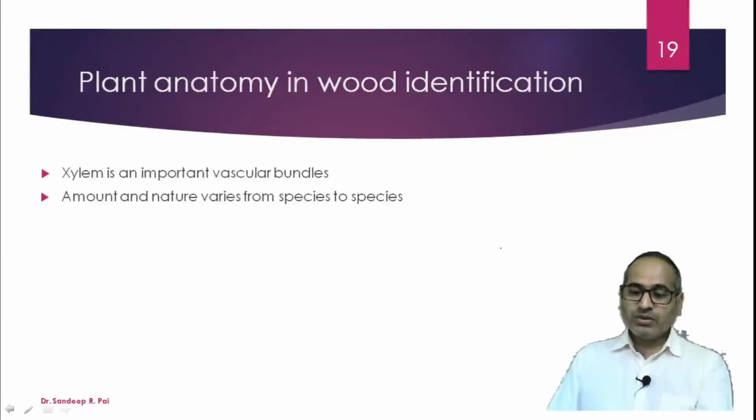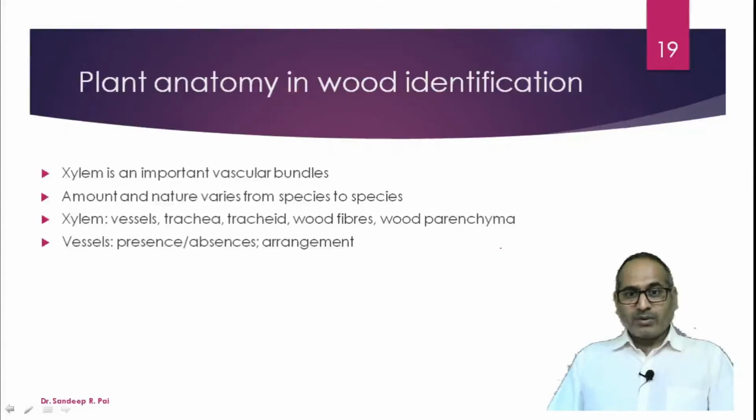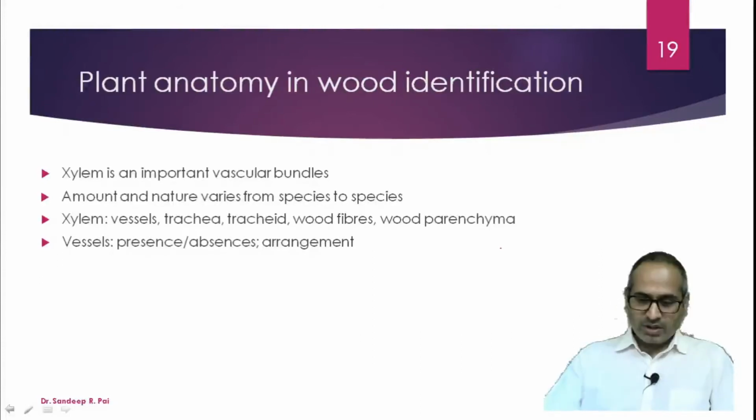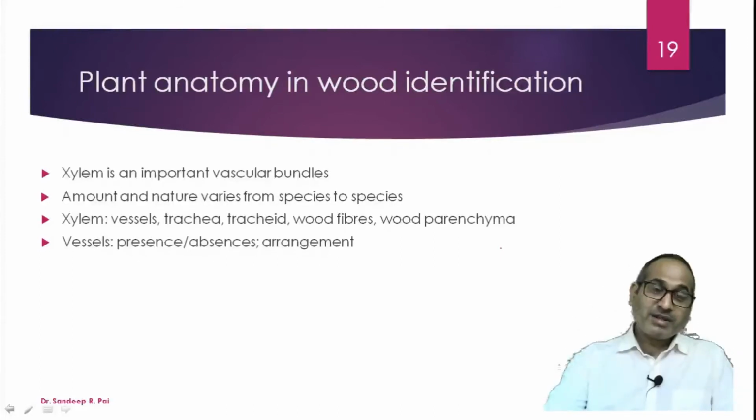When it comes to xylem, we always say that the amount and nature of xylem varies from one species to another species. So xylem is made up of what? It is made up of xylem vessels, tracheids, wood fibers, wood parenchyma, and many other things. And what are vessels? They are part of xylem. And when it comes to vessels, the arrangement of these vessels and whether the vessels are present or absent matter.